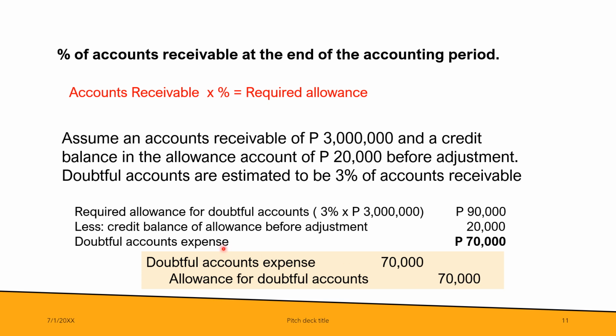That is if the allowance account before adjustment is a debit balance. But in our example, since this is a credit balance, we will deduct this from your required allowance. Why? Because the credit balance is the normal balance of the allowance account, and therefore, you just need to deduct it from the required allowance to get the doubtful accounts expense for the year, which is 70,000 pesos.